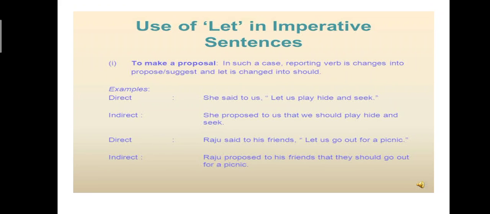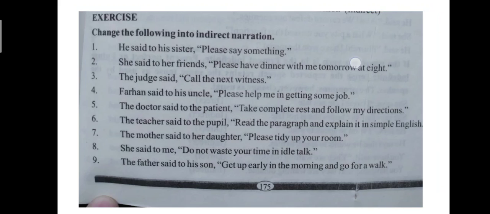Next sentence: Raju said to his friend, "Let us go out for a picnic." An indirect of this sentence: Raju proposed to his friend that they should go out for a picnic. So these are the examples that I have quoted for you. Here is an exercise from your book, and you are supposed to do it on your own.